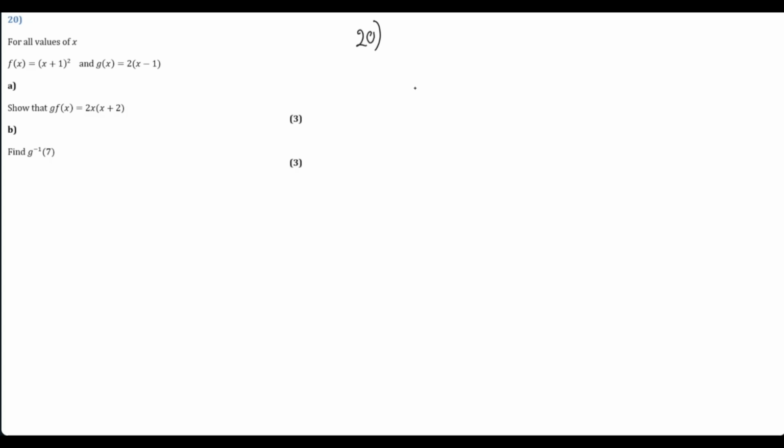Question number 20, we have a functions question here. For all values of x, we have f(x) equals (x + 1) squared and g(x) equals 2 brackets x minus 1 brackets. Show that gf(x) is equal to 2x(x + 2).